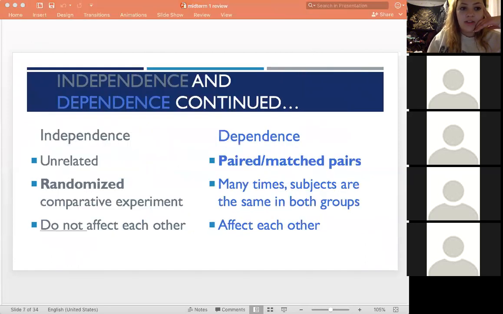Going a little bit more into independence and dependence: when two things are independent, they are unrelated and don't affect each other, like we put here. Often when we have independence, it's going to be a randomized experiment, because that means they're not going to affect each other. Dependence is when you have paired or matched pairs. Where it says subjects are often the same in both groups, we could have students who took a quiz and an exam, so you're comparing the same student, but their quiz and exam scores. The subject's the same, they're just two different scores. So dependent, once again, means they do affect each other, like if you're trying to find a connection between quiz scores and test scores. That would be how they're dependent on one another.